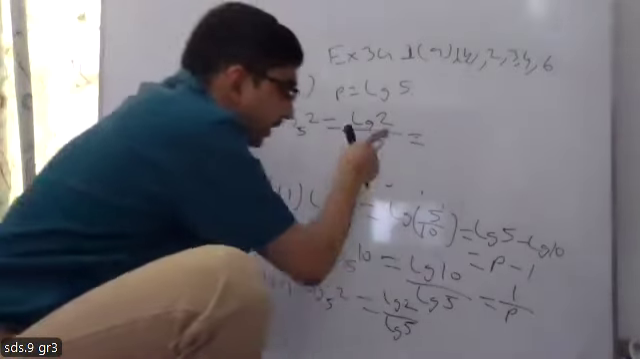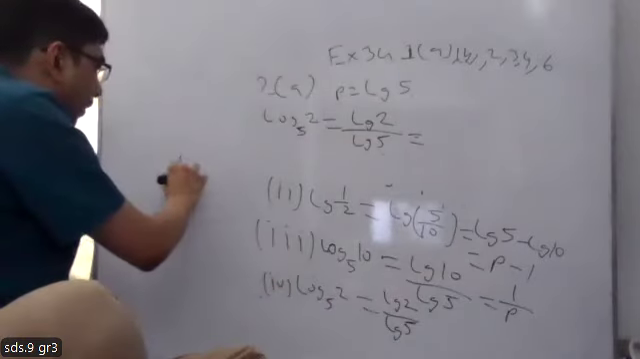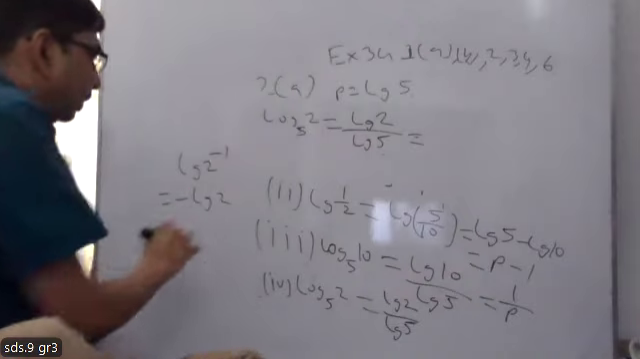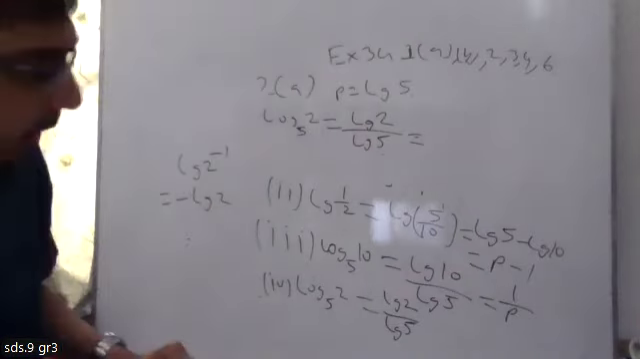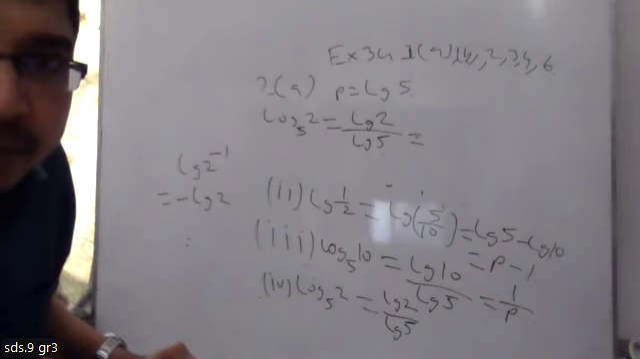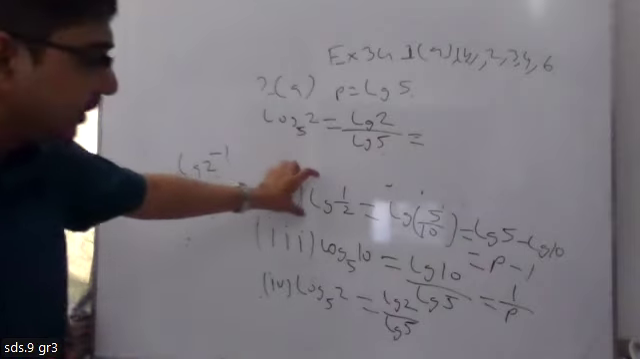Even I can do it fresh, or I can use the previous result. Log half is what? Log 2 to the power minus 1, which is minus log 2. So minus log 2 is P minus 1. So log 2 is going to be 1 minus P. Pishan, did you understand this? I can just use the previous result.